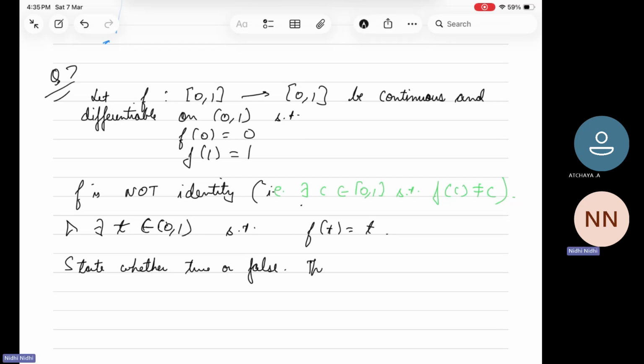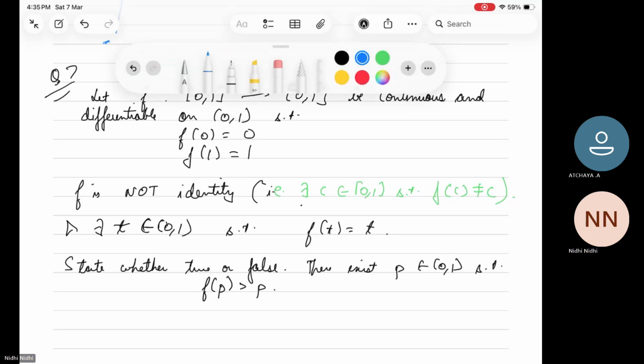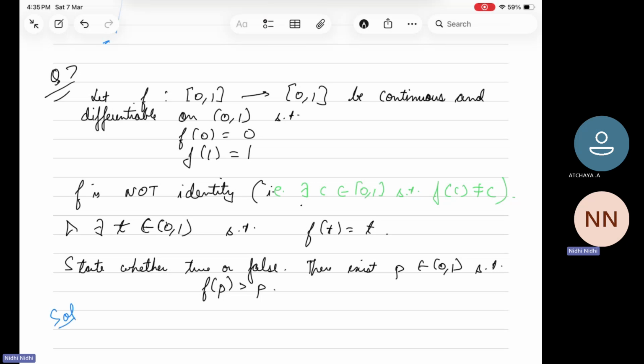There exists some p in open interval 0 to 1 such that f of p is strictly greater than p. So let's see what happens if this does not happen. What will be the scenario if there does not exist any such p?